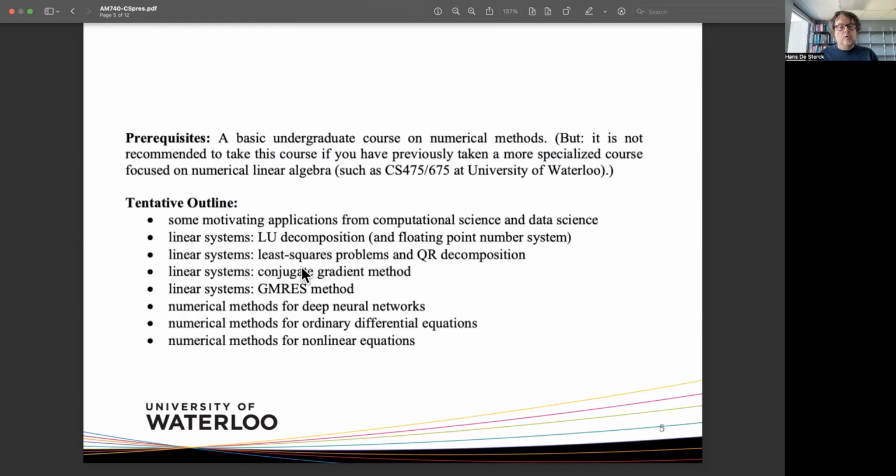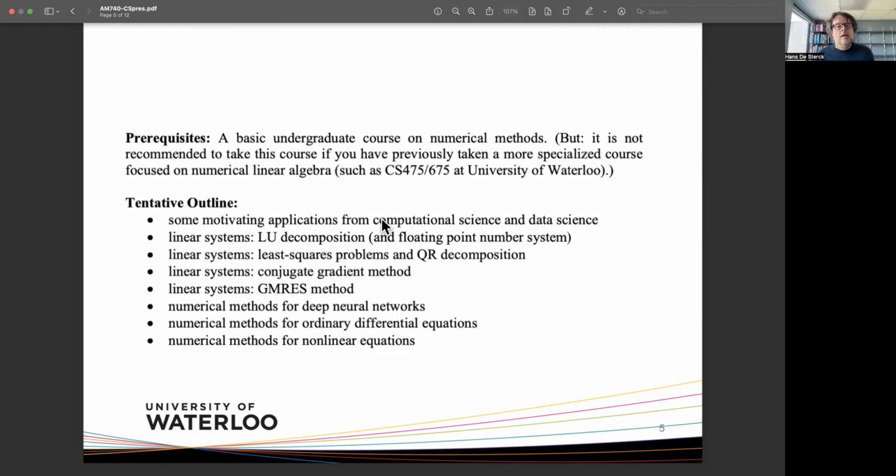What we focus on in this course is, we start with some motivating applications from computational science and data science, like problems related to science and engineering, and also a recommendation problem, for example, from computer science. Then we spend quite a bit of time on numerical linear algebra: different ways of solving linear systems and least squares problems. That's about half of the course. We also spend some time on numerical methods for deep neural networks, and also for ordinary differential equations and for nonlinear equations.